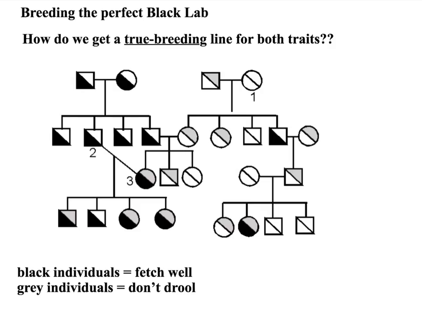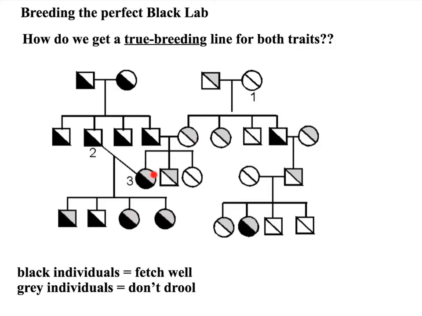So this is an interesting question. We're trying to breed a black lab, and we're going to try to breed a black lab that's true breeding, which means every generation after that is going to get the same characteristics. And the two characteristics we're looking for are fetching well and not drooling. If they're gray, they're not drooling. If they fetch well, they're black.